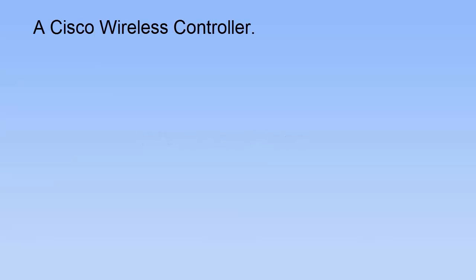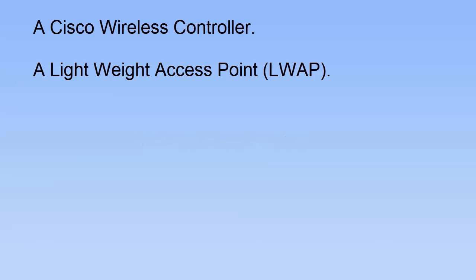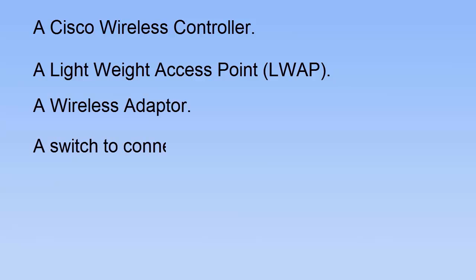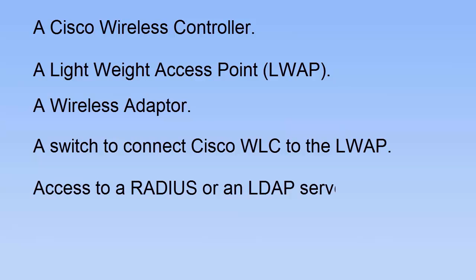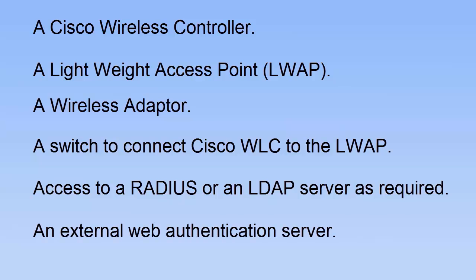To configure external web authentication, the following components are required: a Cisco WLC configured for basic operation, a lightweight access point, a wireless adapter, a switch to connect Cisco WLC to the lightweight access point, access to a RADIUS or an LDAP server as required, and an external web authentication server.